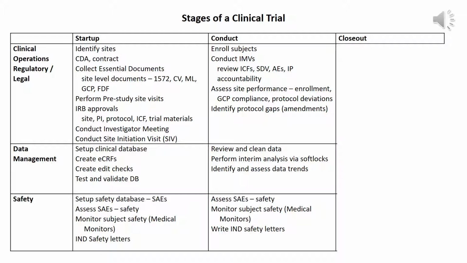We'll also start to assess the site's performance. Are they doing the things they need to do in order to meet their contractual requirements? Things like enrollment. If they're contracted to enroll 10 subjects, how are they doing? Are they going to meet their goal of achieving that? We're going to document any protocol deviations that they may have been involved in. We're going to assess their GCP compliance.